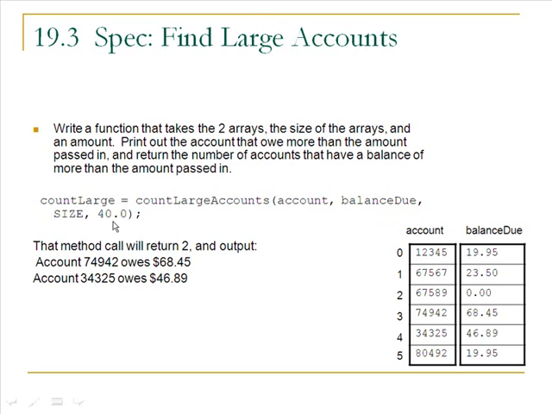So if we call our function count large accounts, and we pass in this array and this array, the size of the arrays, and 40.0, we should see that it would print out account 74942 owes this much money, and account 34325 owes this much money. Those are the two accounts that owe more than 40, which is the value that we passed in here. And we're going to return from this function call. This function will return the number of accounts that have the balance larger than the value that was passed in. Okay, so this is a fun exercise. Let's go and set up the program to solve this.